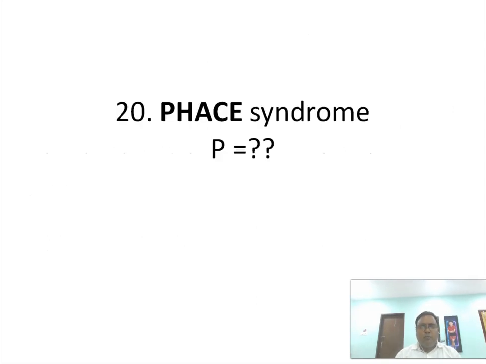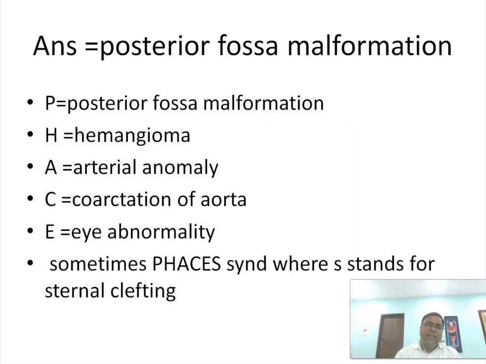Next, PHACE syndrome. P stands for what? P stands for posterior fossa malformation. Then H for hemangioma, A for arterial anomaly, C for coarctation of aorta, E for eye abnormality. So that is PHACE. Sometimes it is PHACES syndrome, where the S stands for sternal clefting.